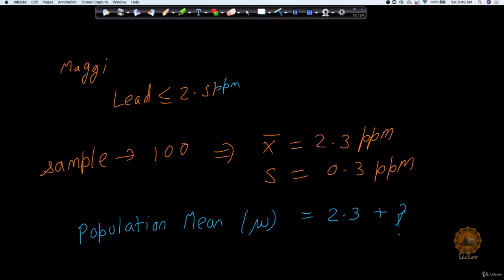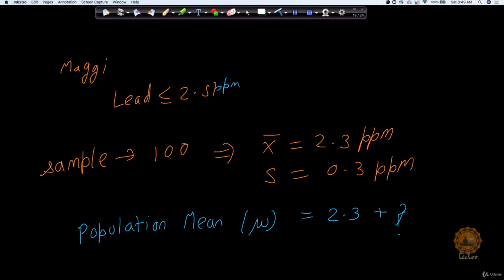So now let's understand an example for my confidence interval. In order to understand this example, I'm going to take a food manufacturing company, Nestle, and they have a very famous product called Maggi. Now there are some food regulations which all these companies have to follow. For example, the maximum permissible lead in Maggi should be less than or equal to 2.5 parts per million.